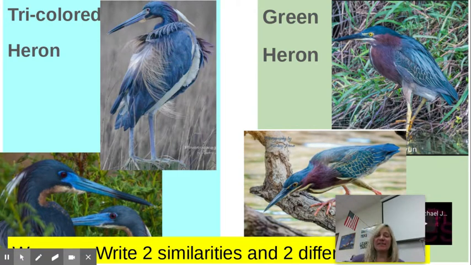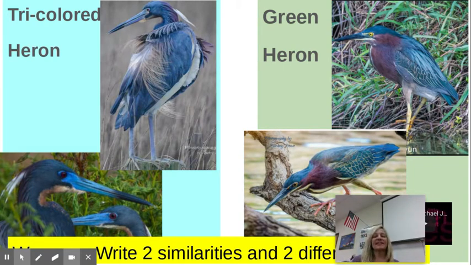All right. So again, we're going to look at these two types of birds. We've got the tricolored heron and the green heron. Let's think of two similarities and two differences. Why don't you pause this video and answer the question.